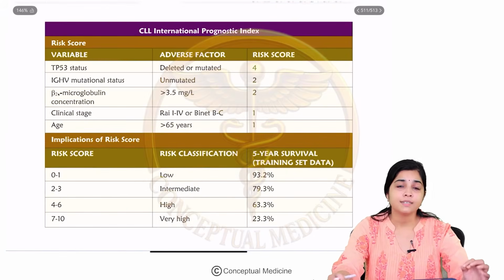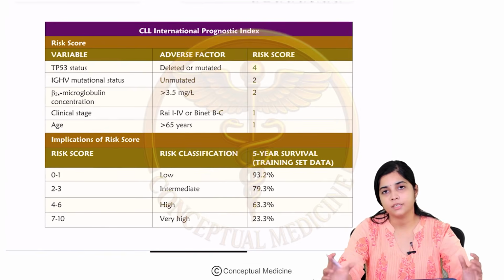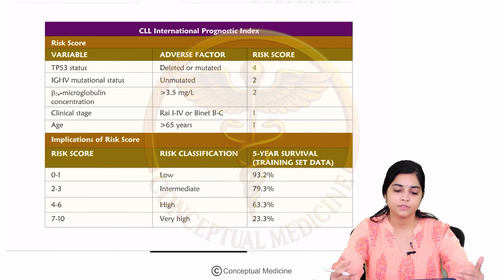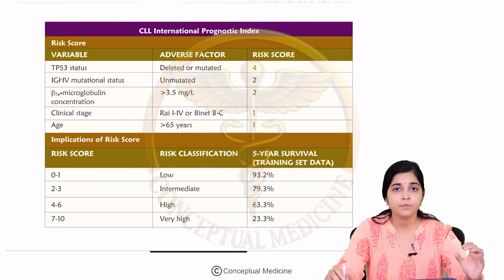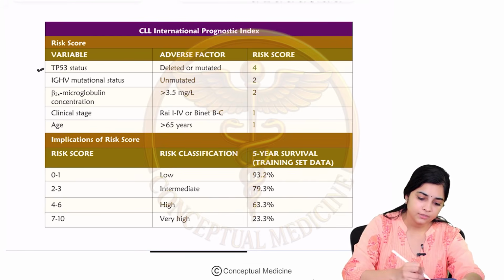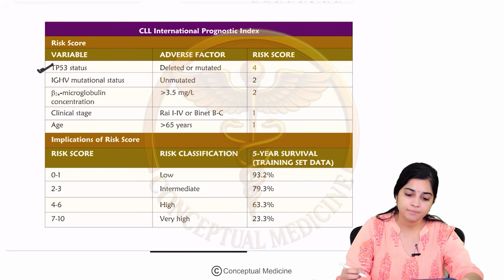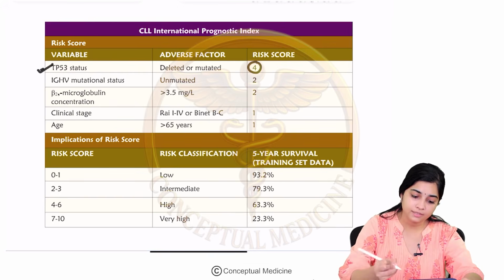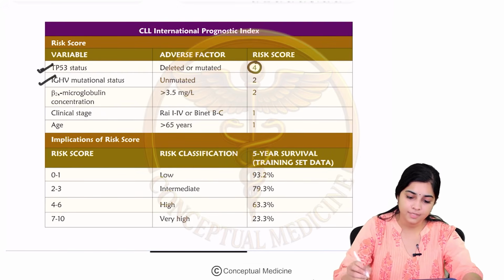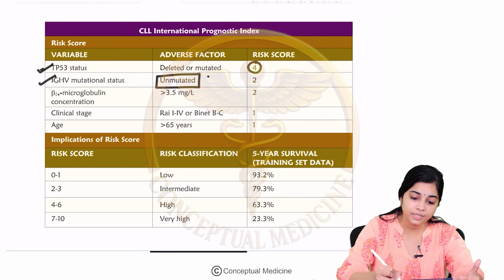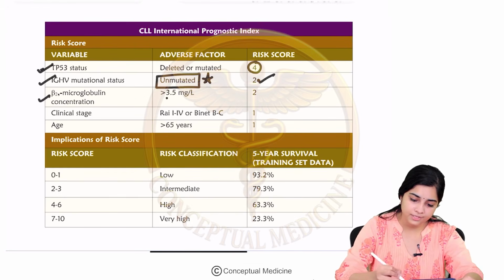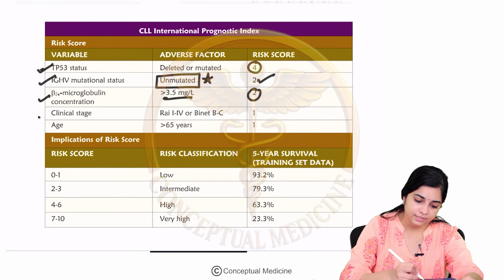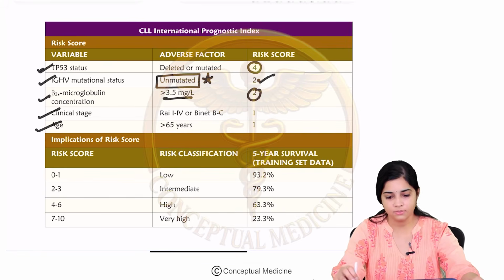So there are certain parameters which are used again in any other malignancy to prognosticate the CLL as well. So you cannot remember everything, just remember what are the parameters that are involved. So P53 mutation is present or not is given a high risk score. IGH rearrangements is present or not, or IGH mutational status, especially if it is unmutated, it is given a score of 2. Then beta 2 microglobulin concentration higher, then given a score of 2. Then clinical stage and age is taken into consideration.